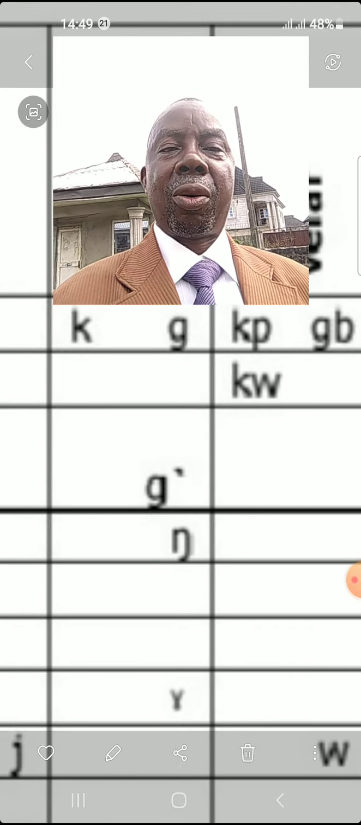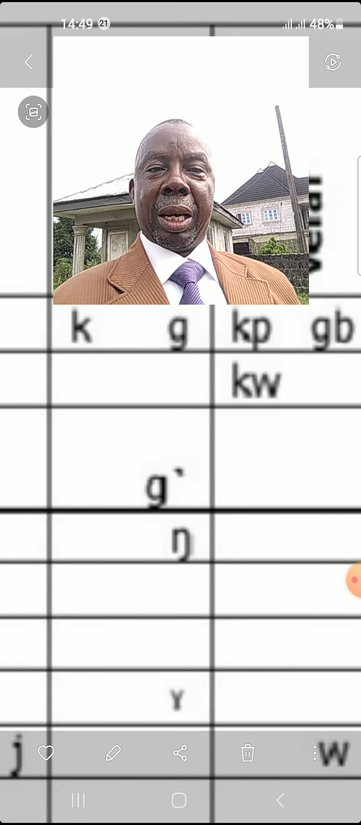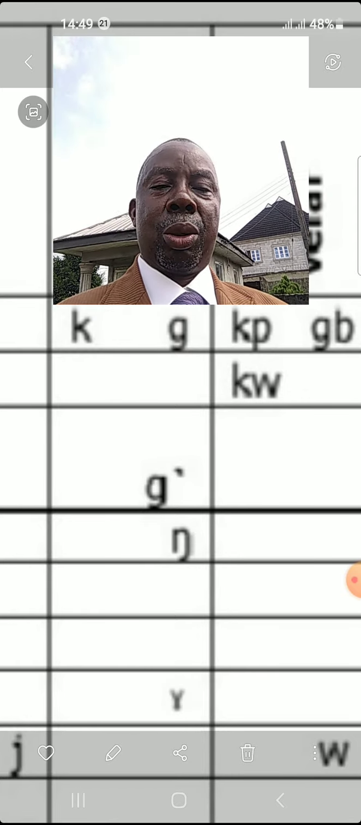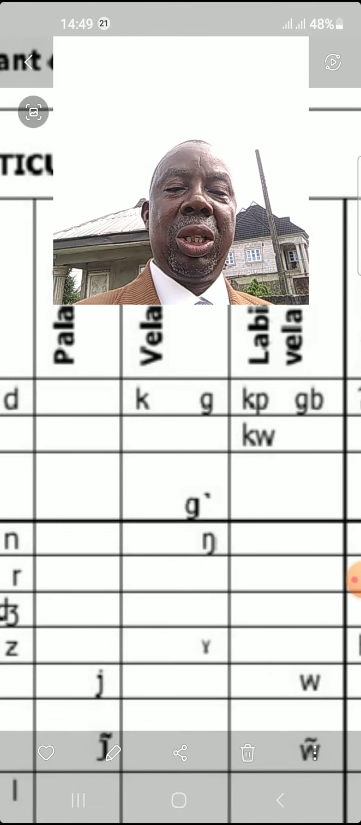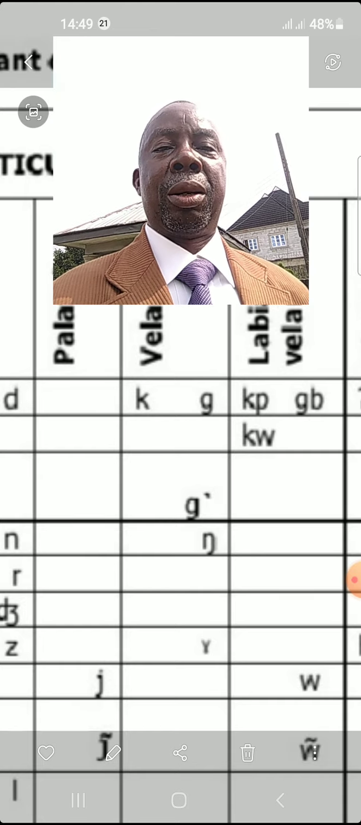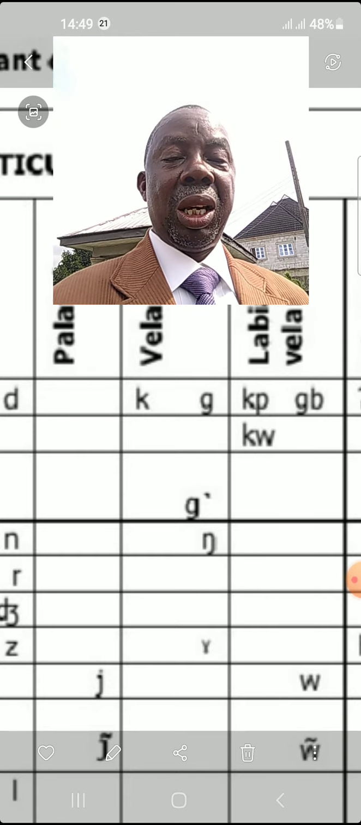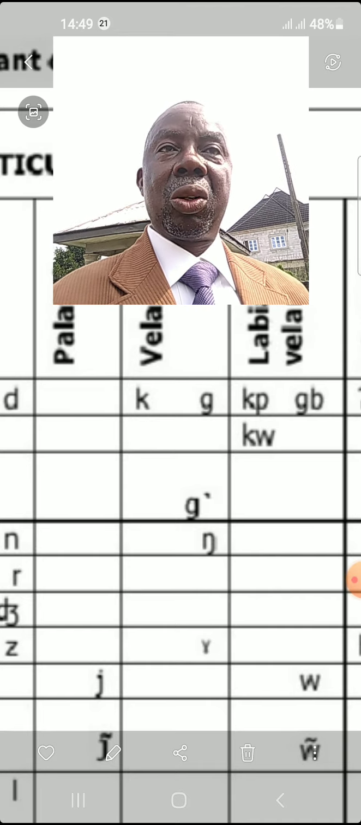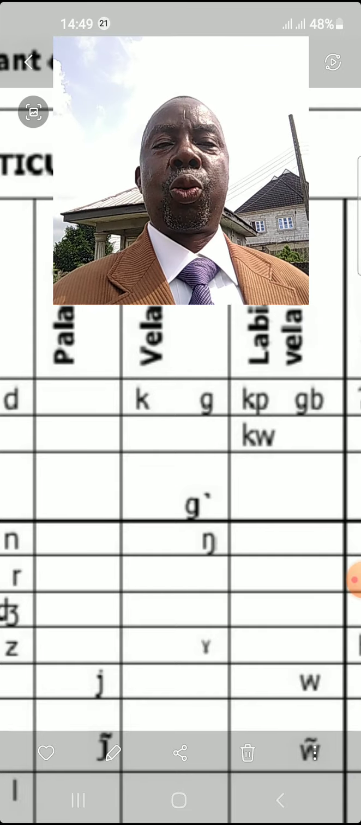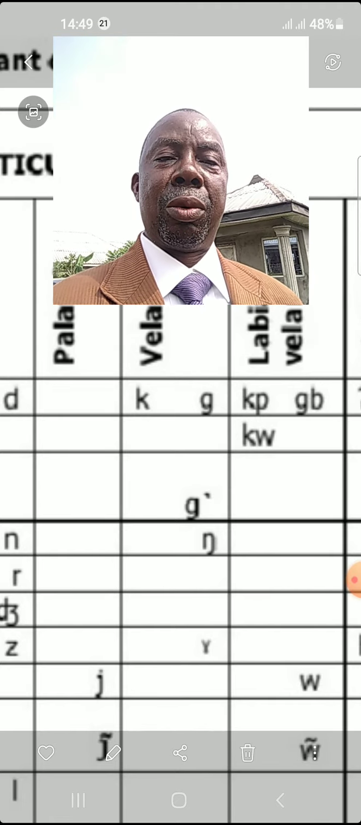It is a kind of N with a curved tail. You can see it there clearly. In the past, people used this sound as a letter in the language, and I want to clarify today that it is a sound. It is not a letter in the alphabet of the language. So from today, if you want to write Kana, make sure you avoid using this sound as a letter.